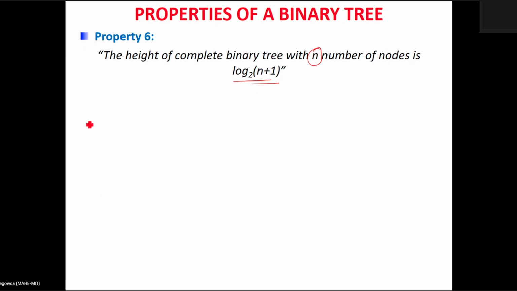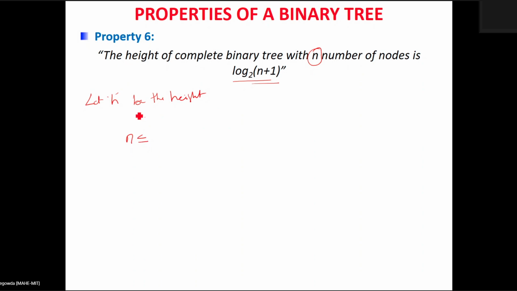Okay, so now let's see how we can prove it. Let h be the height of the complete binary tree. For the complete binary tree, we can write the inequality like this. What is n? n is nothing but the total number of nodes.